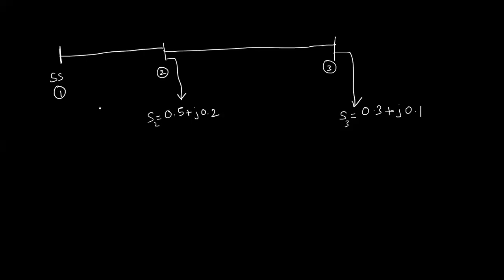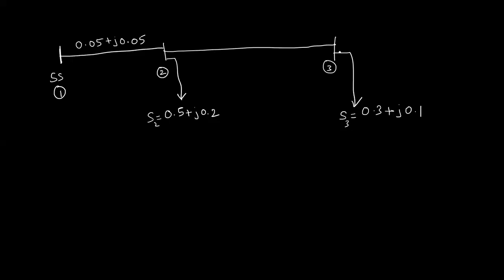Now about the lines, let us assume that line 1 to 2 is an overhead distribution line, and it is a short line, so it has only series impedance. The impedance is given by 0.05 plus j0.05. You can notice that the X/R ratio is equal to 1, which is typically the case for any distribution line. The X/R ratio is closer to 1.